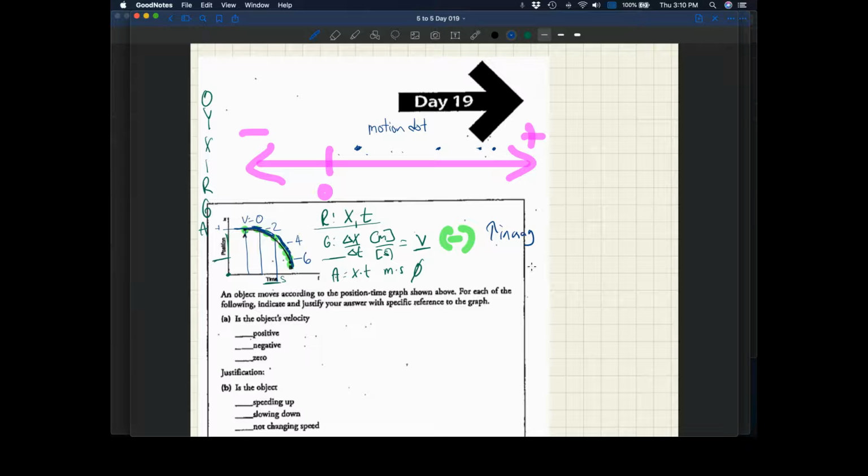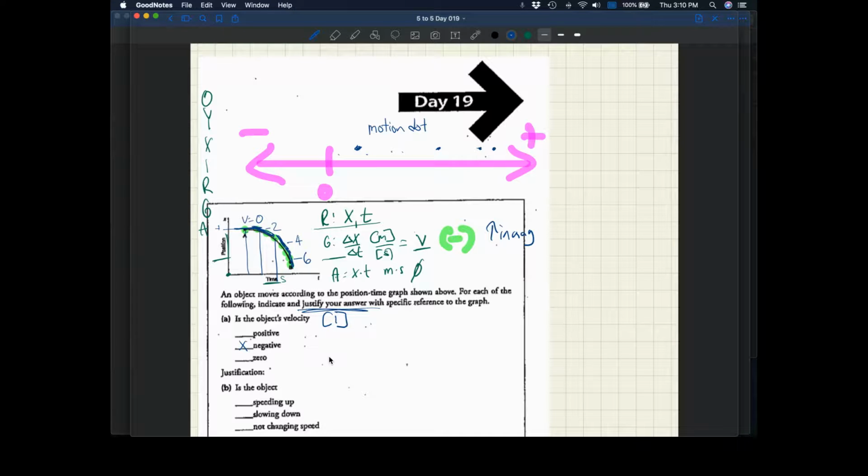All right, now we have a handle on this. We go to the question. For each of the following, justify the answer using specific reference to the graph. Is the object's velocity positive or negative? Clearly negative. Now, in a question like this for the AP, this may be listed as a 1-point question. Putting an X next to the negative will earn you 0, even though it's correct. They only assign a point for the justification.